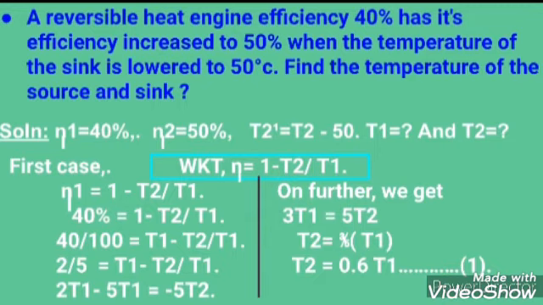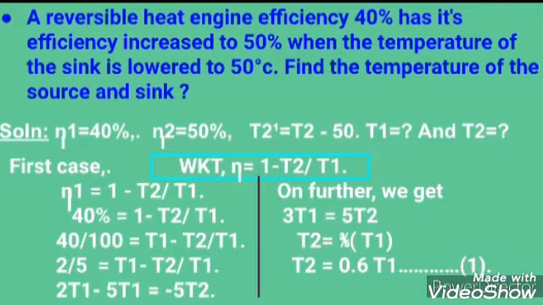Problem number 6. A reversible heat engine of efficiency 40% has its efficiency increased to 50% when the temperature of the sink is lowered by 50 degrees Celsius. Find the temperature of the source and sink. Here there is a reversible heat engine with an efficiency of 40%. When the temperature of the sink is reduced by 50 degrees Celsius, the efficiency of the heat engine increases up to 50%. Hence, we have to find the temperature of the source and sink. By data, we note down the given values: eta 1 is 40%, eta 2 is 50%, T2 dash is T2 minus 50, T1 is equal to how much and T2 is equal to how much.